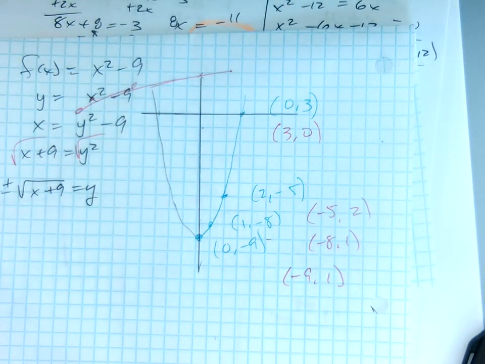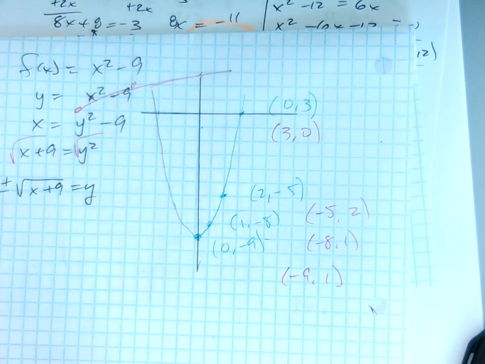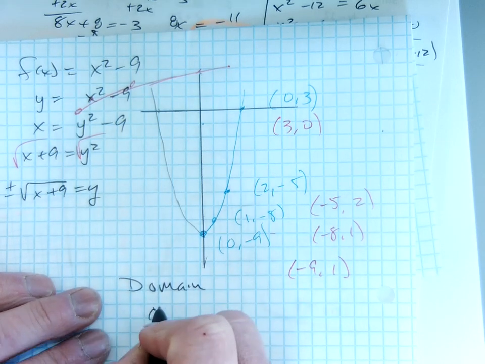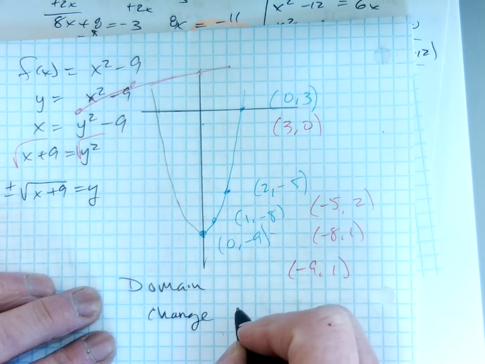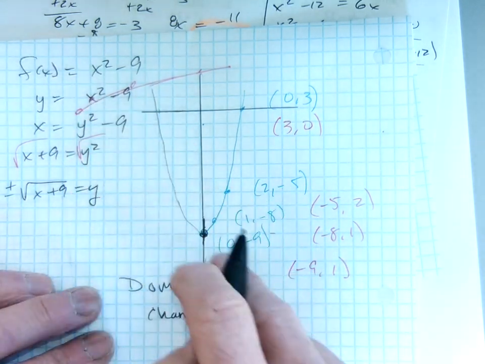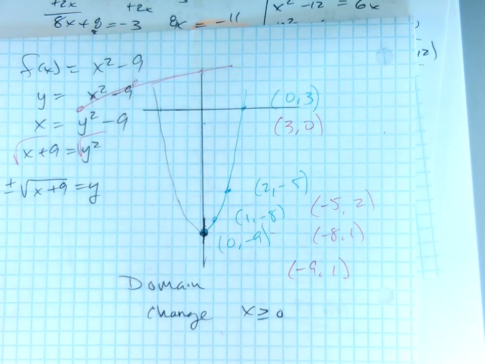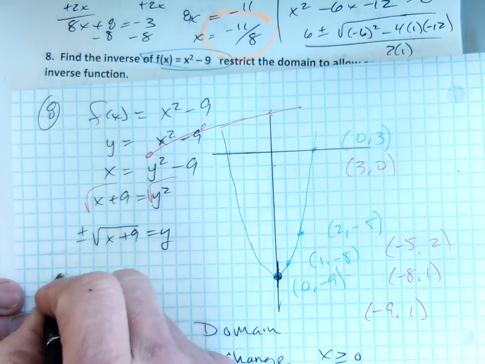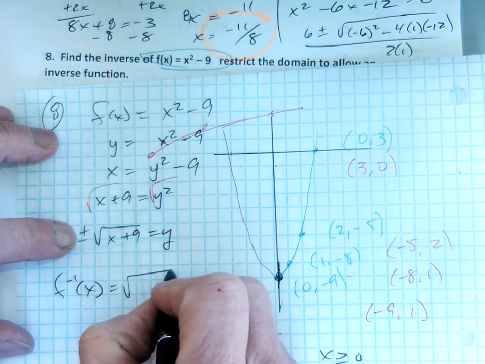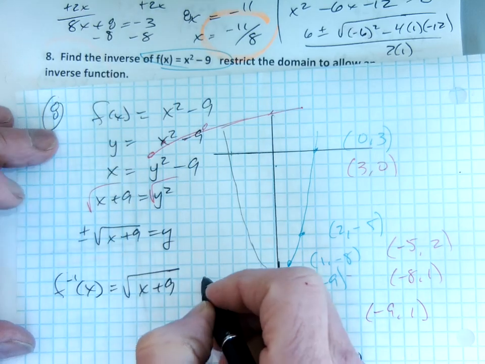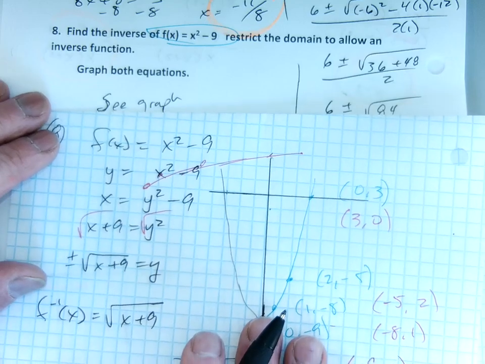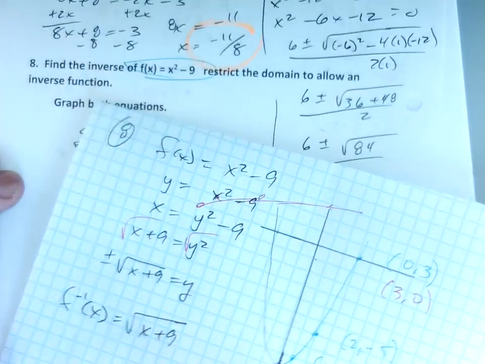Now, we can't have the bottom half. So what we do is we change our domain. So we have a domain change. We're going to go, okay, let's make sure x is greater than or equal to 0, because right here is where the graph in the back starts to have its problem. So we have its inverse equation, f inverse of x equals not plus or minus, but just the positive square root of x plus 9. And then the domain change makes that possible, and I've graphed both equations. Okay, and that's all I need. Okay, so that's it.